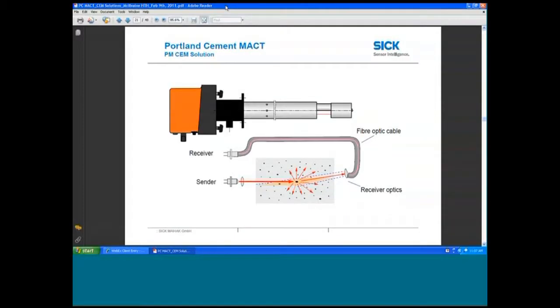We've got a sender source that sends a laser beam through the measuring path to some receiver optics that takes the light through the fiber optic cable back to a receiver that's also mounted in the optical head. So, it's fairly straightforward, not a lot of moving parts. We're just quantifying the amount of light scattered off the dust and correlating that back to a dust concentration.